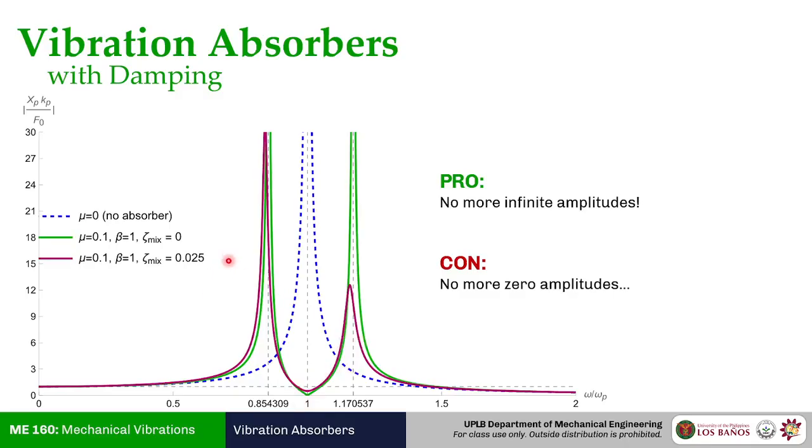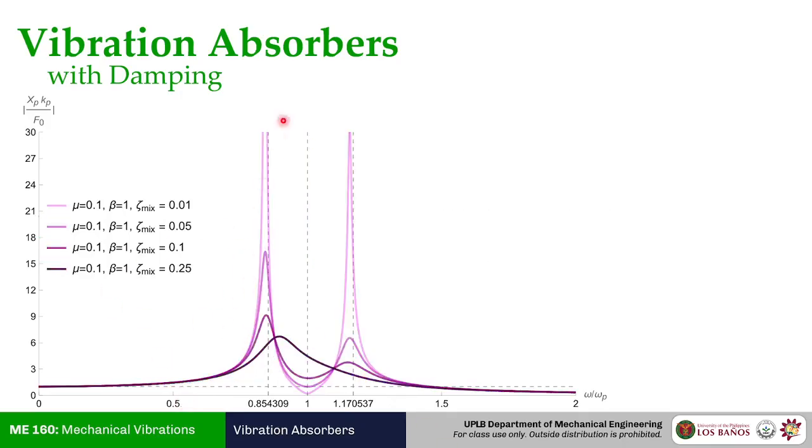Now, if you want to see what happens to the curve, to the primary system amplitude as you increase zeta mix, here you go. So the darker the curve, the more the damping it has. And if you notice, the curves kind of peter out, but eventually, from two peaks, you get this one single peak here. So it's kind of a very odd behavior. Why does it behave that way? That is not within the scope of our course, but it is interesting actually.